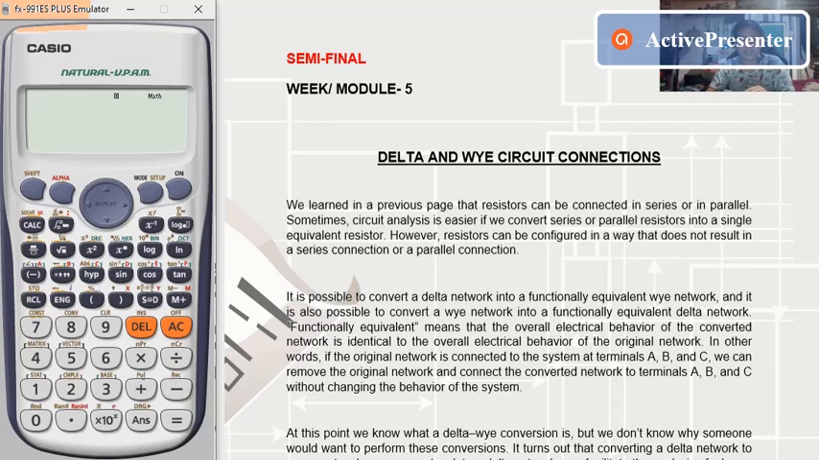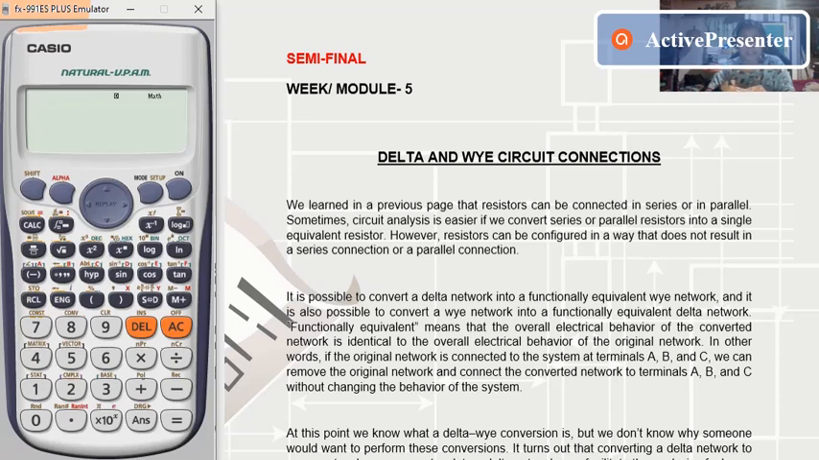So in our last topic, we talked about series or parallel circuits. To make it easier, if it is series or parallel, we need to convert it into a single equivalent resistor so that it is easier for us to solve.